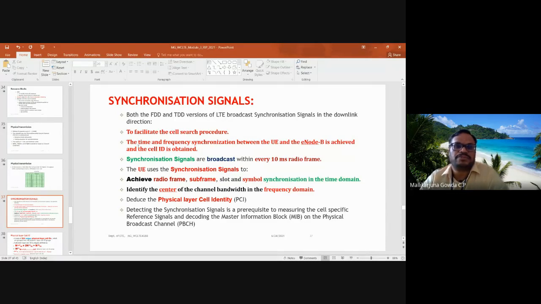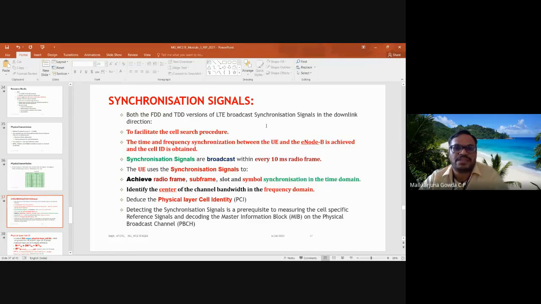Also, the synchronization signals are able to provide the time and frequency synchronization between the user equipment and the E node B. And as said, it will also be able to obtain the cell ID. Let me see what a cell ID is in the next slide. In addition, these synchronization signals are broadcasted within every 10 millisecond radio frame, which means in every frame, the synchronization signal will be transmitted.